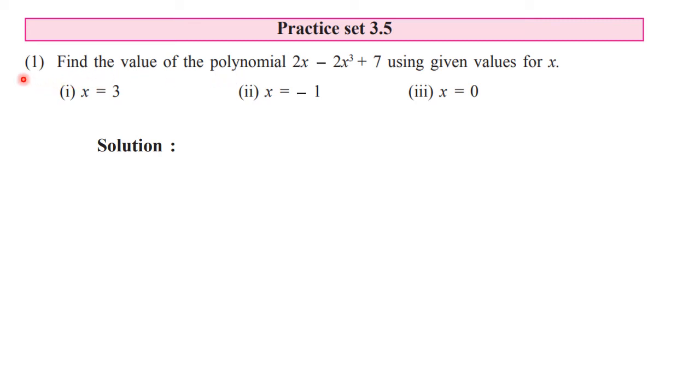So here the very first question is, find the value of the polynomial 2x minus 2x cube plus 7 using given values for x. That means here we are provided with three different values and we will find the value of this polynomial for these three different values. In the first case we will replace x by 3. In the second case we will replace x by minus 1, and in the third case we will replace x by 0. So let's start with the first one here.